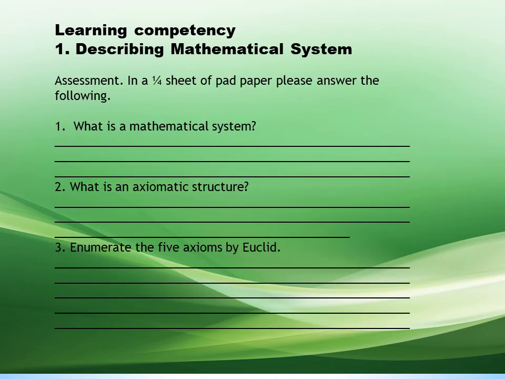So for your assessment, in a 1/4 sheet of pad paper, please answer the following. Number 1. What is a mathematical system? Number 2. What is an axiomatic structure? Number 3. Enumerate the 5 axioms by Euclid.